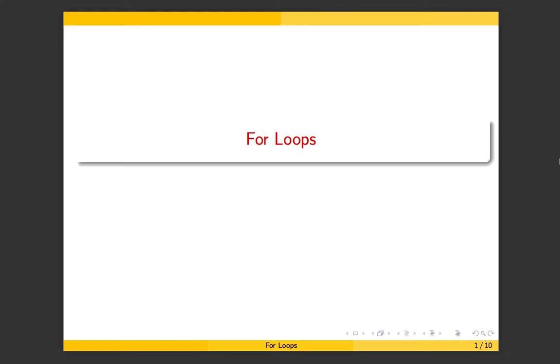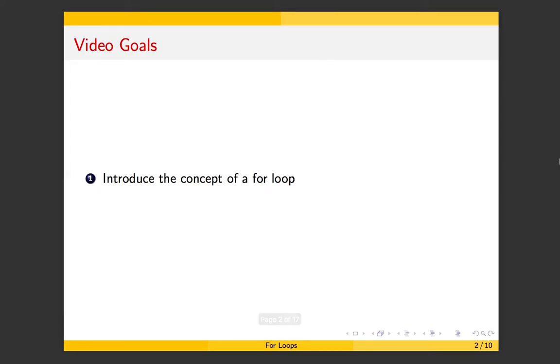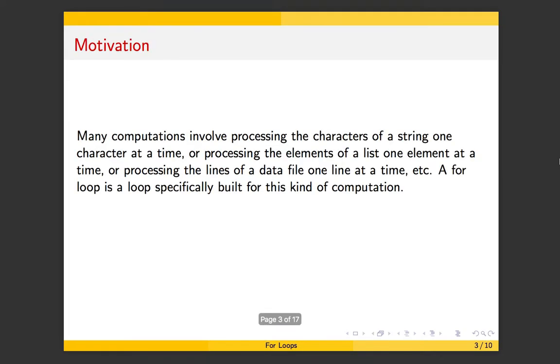So what I want to do is just show you the syntax of a for loop and the mechanics of how they work, and then just give you several examples. So in this video, I want to introduce the concept of a for loop, show you a bunch of examples, and since we already have a while loop, I want to spend just a little bit of time talking about why even have two different kinds of loops. So here's the motivation for a for loop.